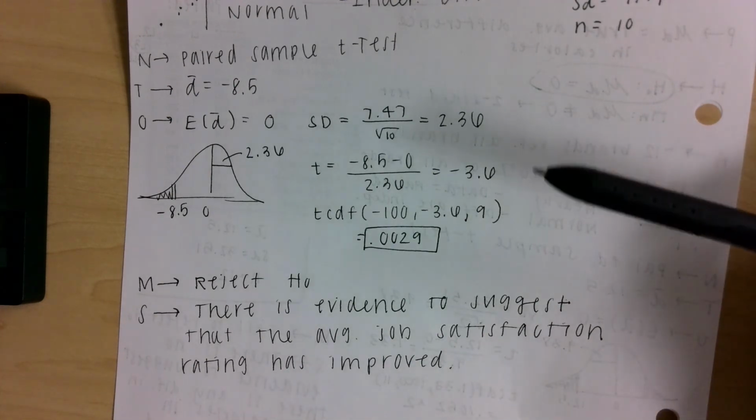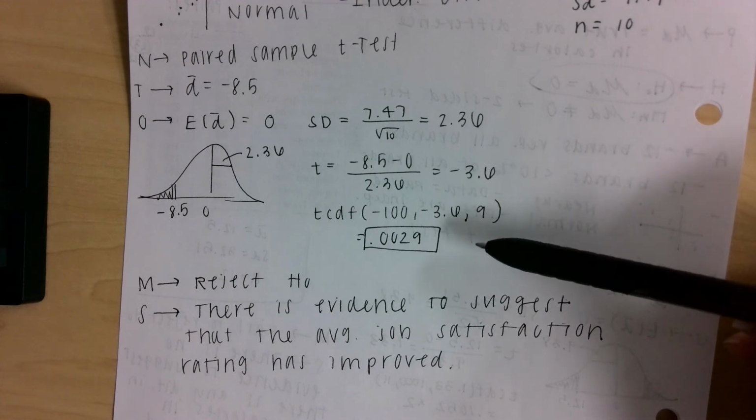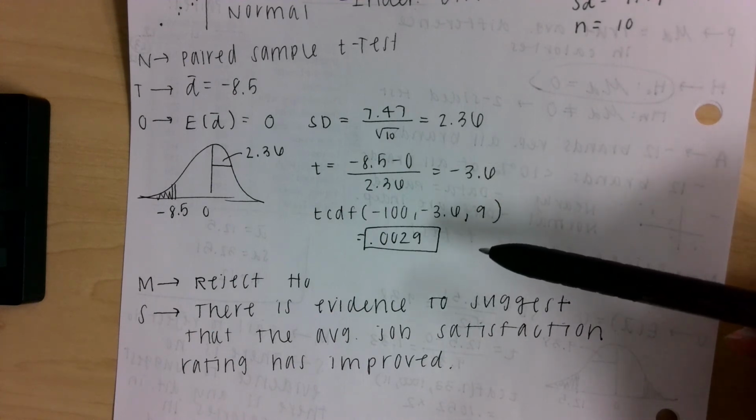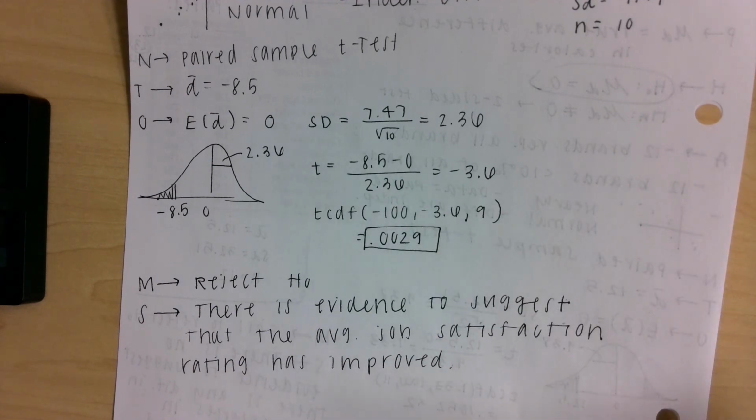After we find our mean and our standard deviation, we should get a very low t-value, negative 3.6, which in turn gives us a small p-value, 0.0029. Because that's so small, I'm rejecting the null, meaning that there is evidence to suggest that this exercise break did in fact improve the average job satisfaction rating.